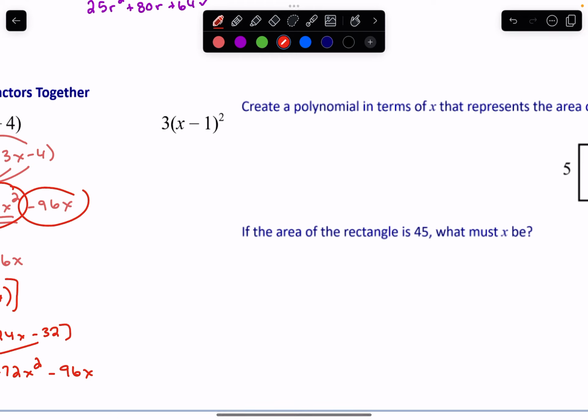3 times x minus 1 squared. I'm not going to do this one for you, but here's how you set it up. You have a 3 in the front, and then you have an x minus 1 times another x minus 1. And you can choose to multiply that in whatever order you want.